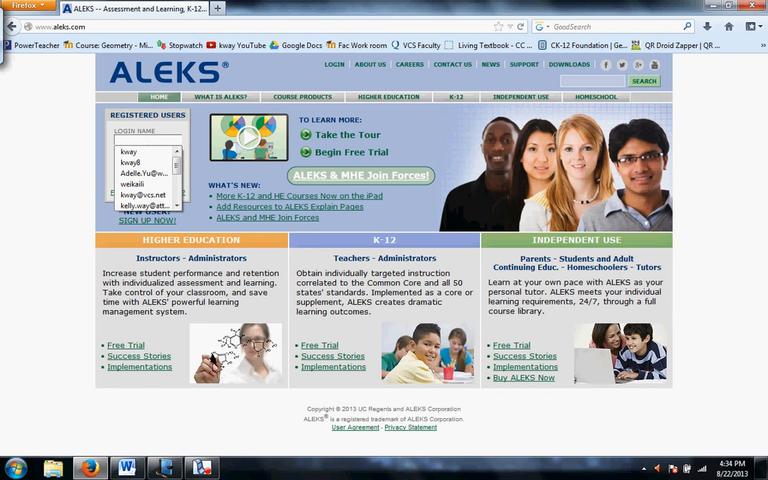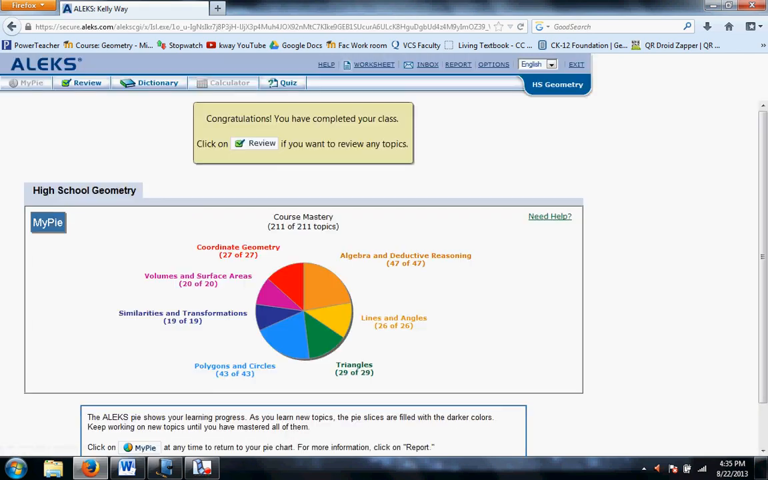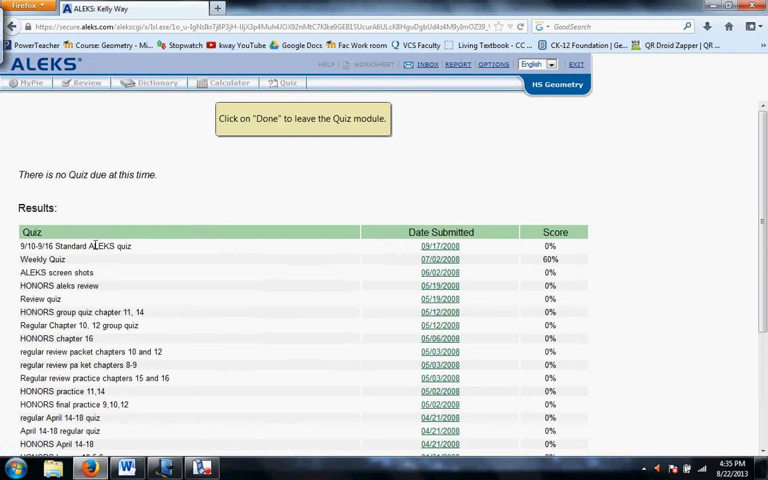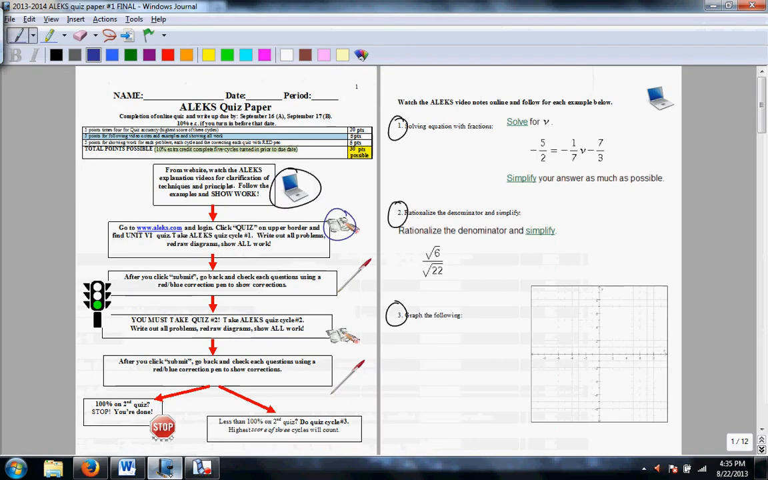Then you're going to have a login and a password that you will already have ahead of time. Once you log in, after you do the videos, you're going to get to your pie page. I'm going to show you what the pie page looks like. Then you click on quiz, and you look for the quiz that has the most immediate date. I'll say ALEKS quiz number 1 with the appropriate dates. This is obviously an older account, but that's how you find the quiz that you actually want. So you click on quiz after you get to your pie page.